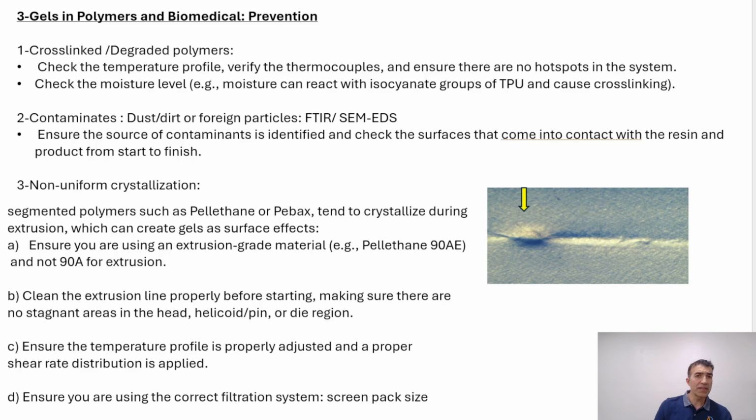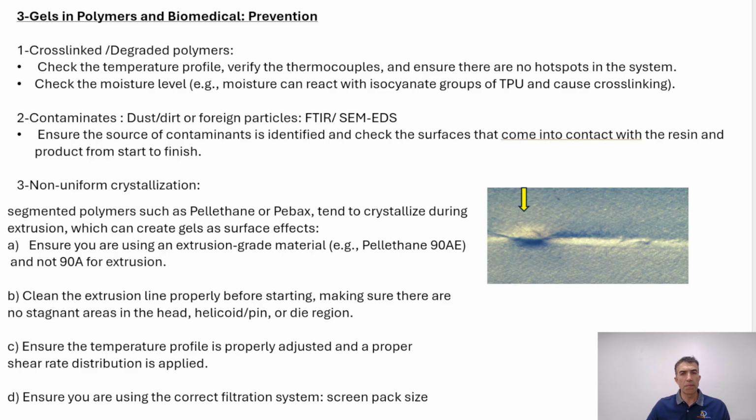So to prevent that, ensure that you are using extrusion grade material. It's very important to know that the material you are using is designed for extrusion. Some of these polymers are originally designed for general purpose or injection molding. For example, Pellethane 90A is good for injection but not for extrusion. So make sure that you are using a grade that is designed for extrusion, and that addresses the issue of post-crystallization during extrusion of the material.